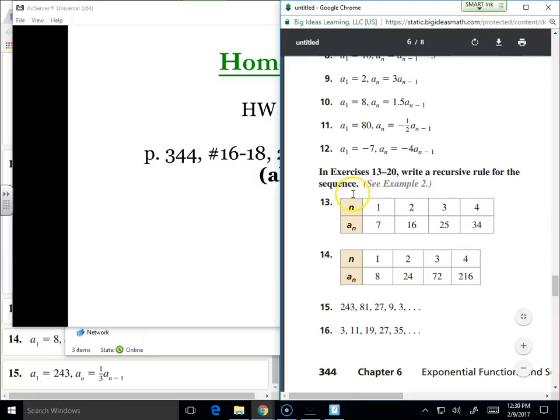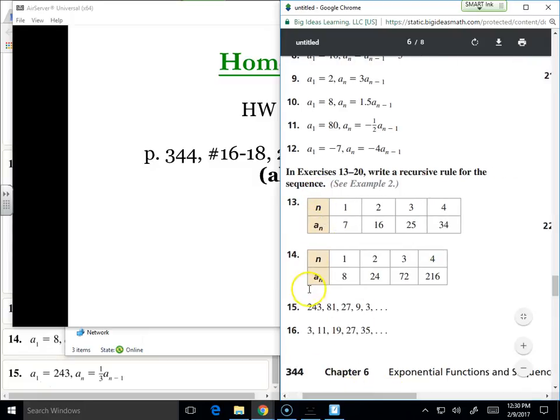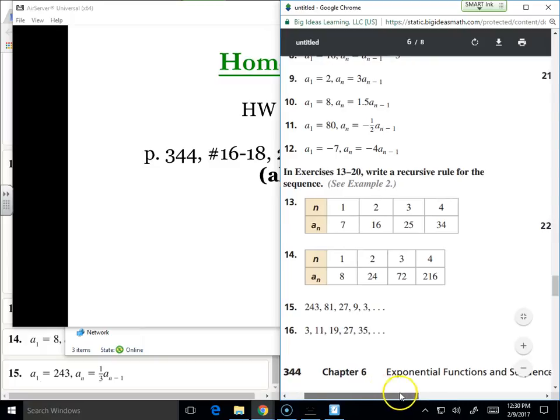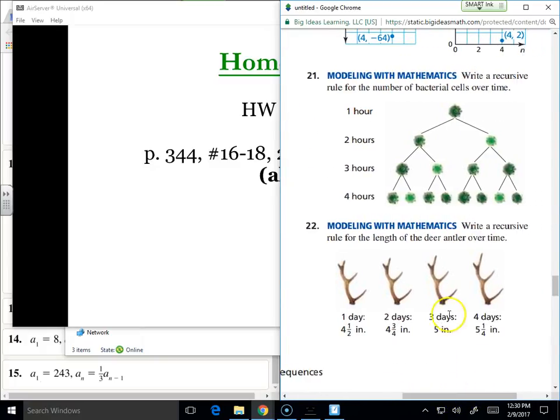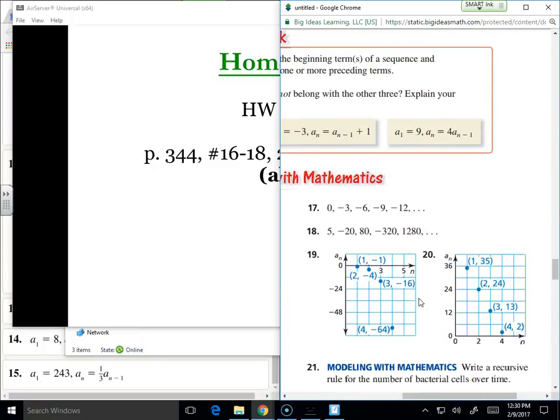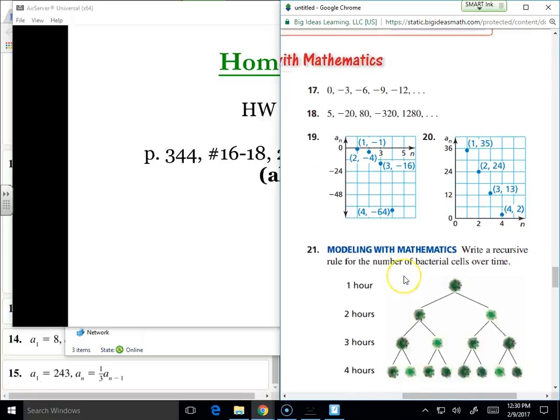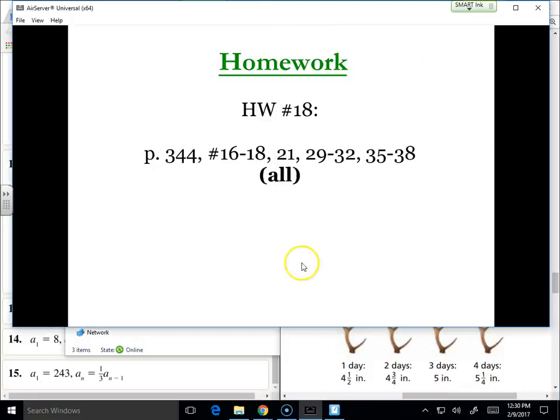The directions are going to be: write a recursive rule for the sequence, which means find a pattern. And you guys actually had 13 through 15. I just gave you a few extra ones to practice some more. Find a pattern and write a rule from what you can see and you're thinking of with the English. Now, I didn't give you 19 and 20. I did give you, though, number 21.